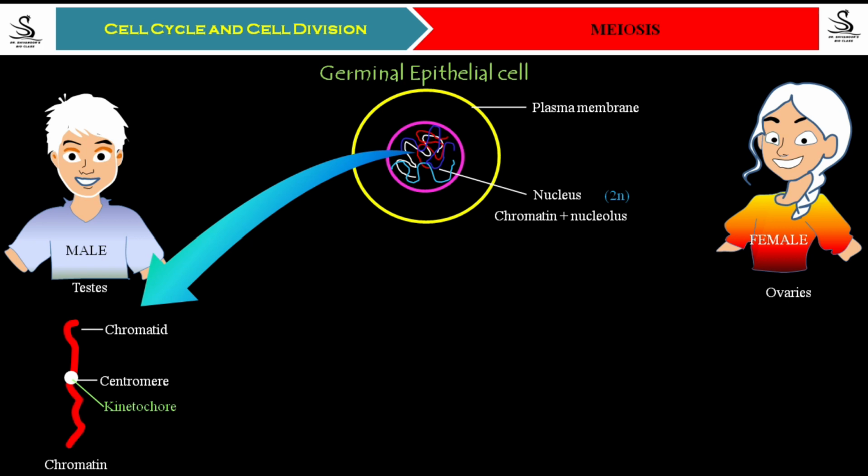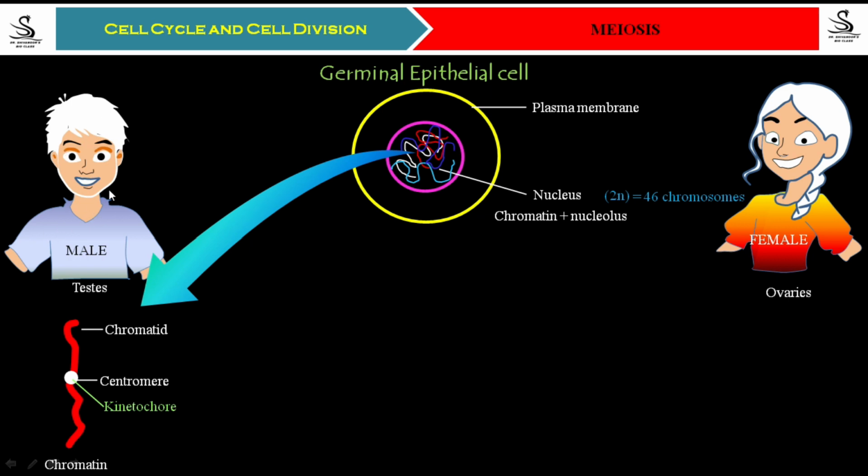Then how do we represent it? We represent it as 2n. 2n means the diploid condition. So diploid chromosomes are there. Diploid chromosomes in the case of the human being is equal to 46 chromosomes. It may not be 46 in all other organisms, but in humans, a total of 46 chromosomes are there.